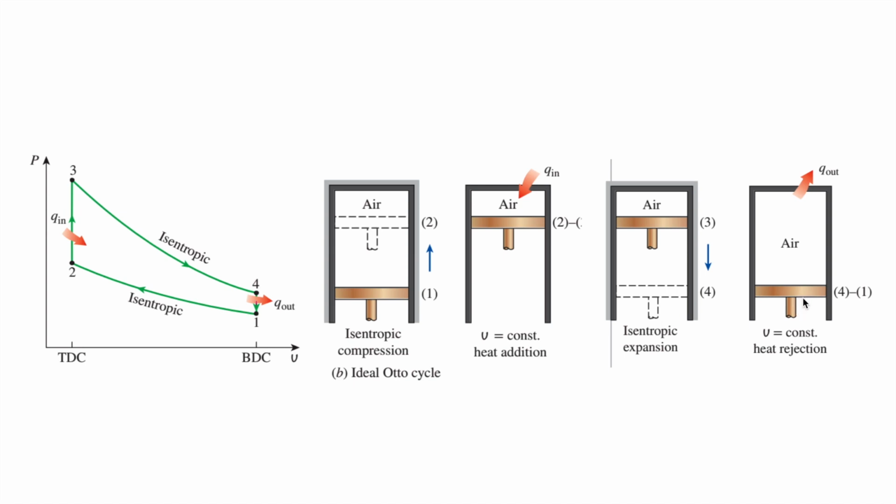And to get us all the way back to point 1, we'll have that heat removal out, which would normally be the exhaust stroke, but it's the heat removal out. So then we're back at 1 after we have that heat removal.